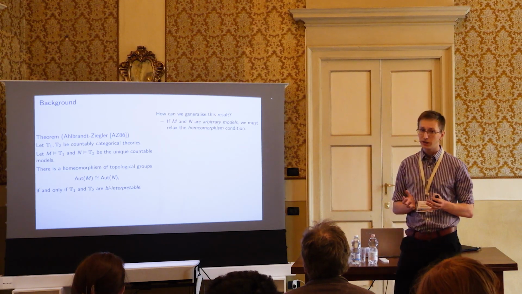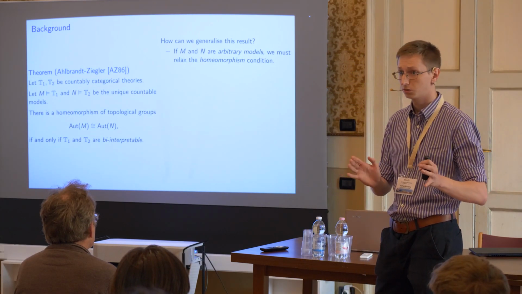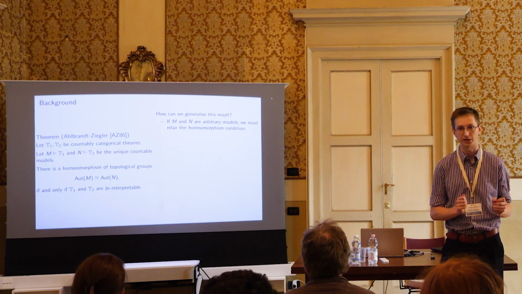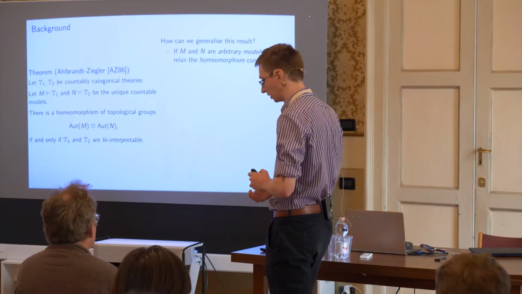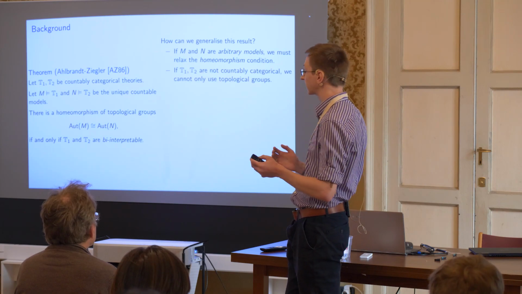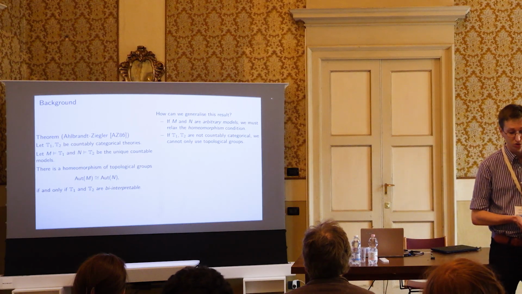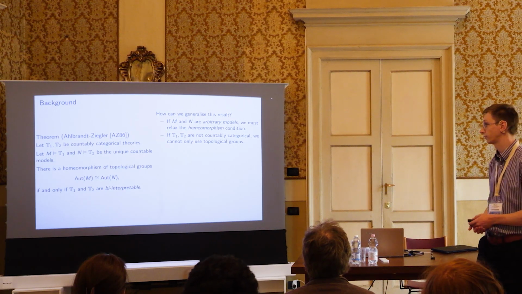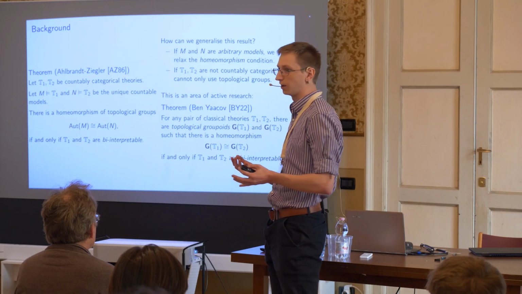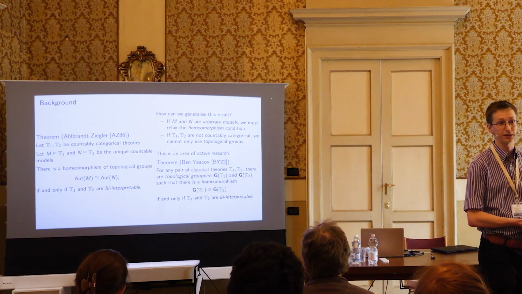I want to ask how we can generalize this result. If we don't use the unique countable models of our theories, then we're going to have to weaken the homeomorphism condition. We're going to have to consider something weaker than homeomorphism of topological groups. And if we remove the countable categoricity condition, we're no longer going to be able to use topological groups. We'll have to use something more general. I want to emphasize that this is an active area of research outside of topos theory, outside of category theory.